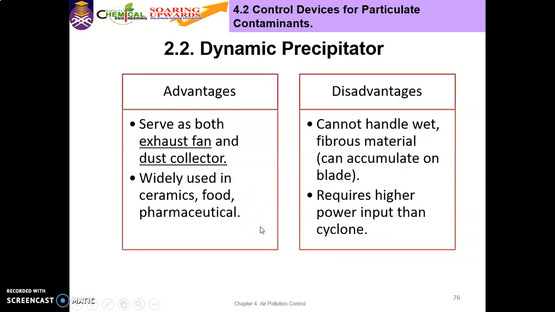You can see the advantages of the dynamic precipitator. It can serve both as an exhaust fan and also as a dust collector, and is widely used in the ceramic, food and pharmaceutical industry. The disadvantages: the dynamic precipitator cannot handle wet and fibrous material because it can accumulate on the blade, and then plugging may occur. Also, it requires higher power input than a cyclone.